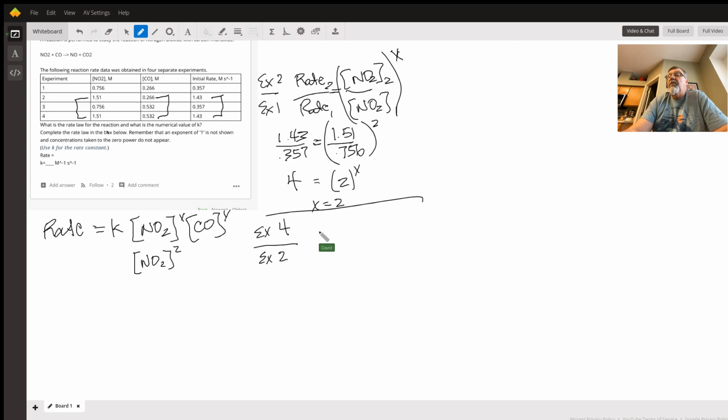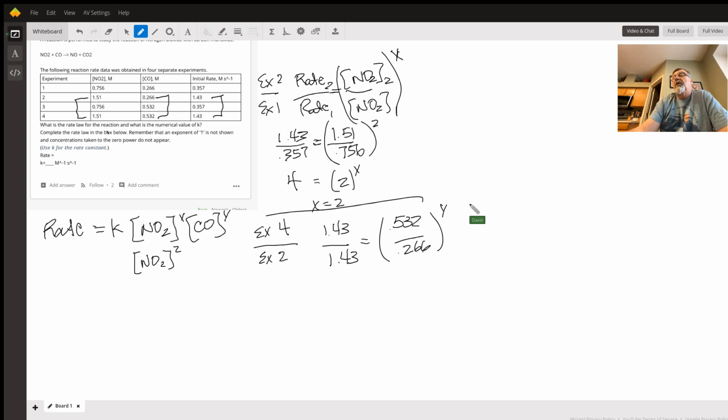So for my rates, again, using that same formula as above, I can see that it's 1.43 for both of these. And for my concentrations, I can see this is 0.532 over 0.266. And we're looking for Y.